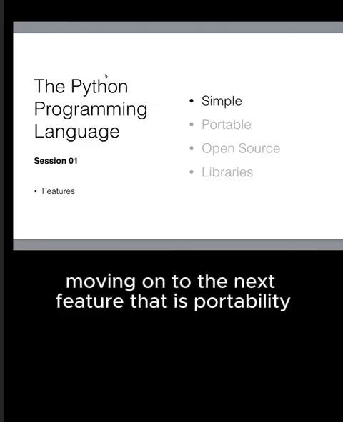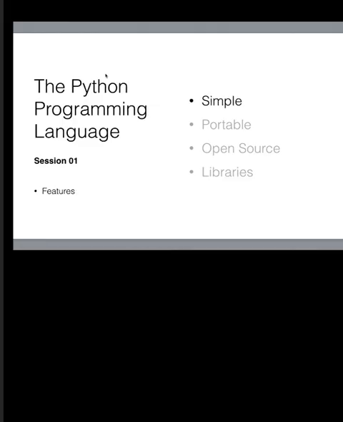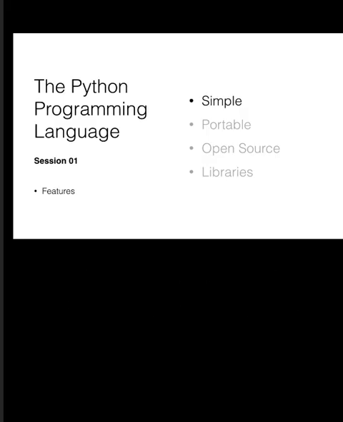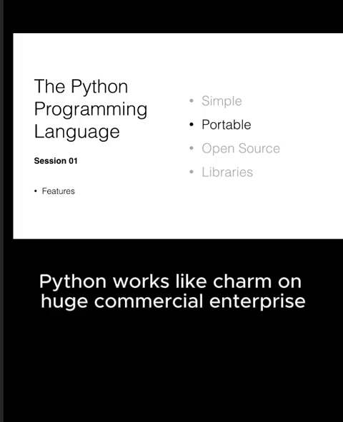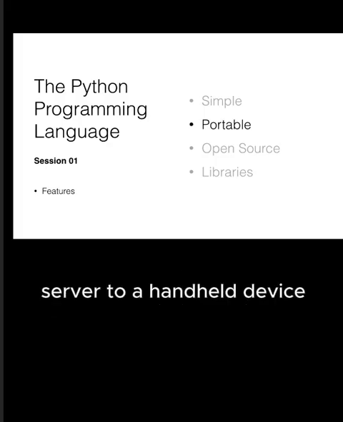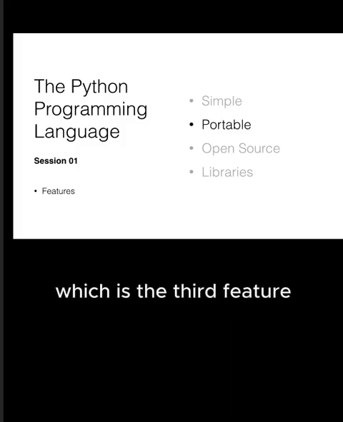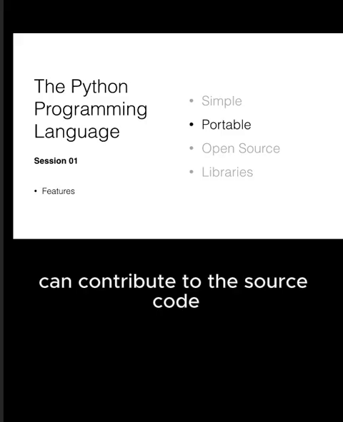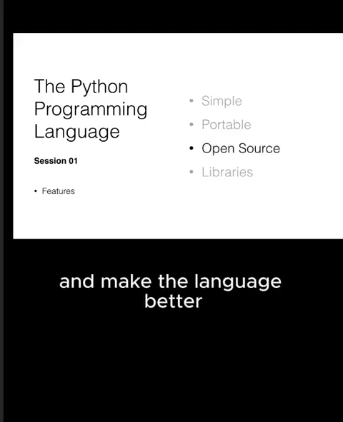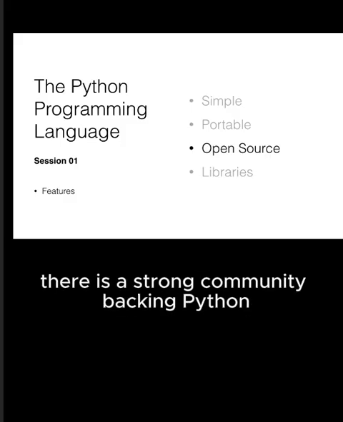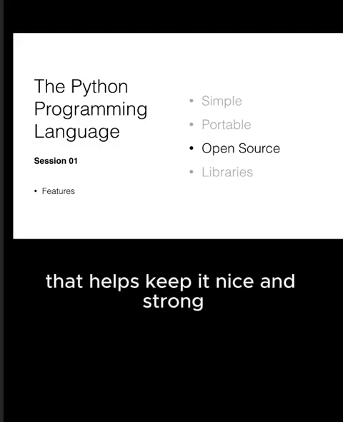Moving on to the next feature, that is portability. Python can run on very many hardware platforms and isn't restricted to being used in a single type of machine. Python works like a charm from huge commercial enterprise servers to a handheld device. All of this is due to its being open source, which is the third feature. By open source, we mean anybody with enough knowledge can contribute to the source code and make the language better. By sharing and making changes to the code, there is a strong community backing Python that helps keep it nice and strong.